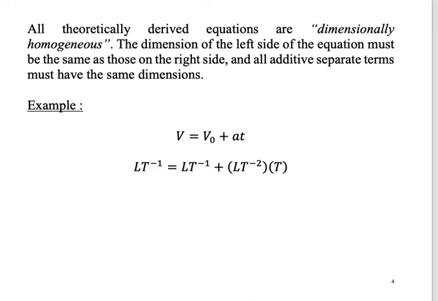All theoretically derived equations are dimensionally homogeneous. So the dimension of the left side of the equation must be the same as that on the right side, and all additive separate terms must have the same dimension. This is very common. If you have an equation, please make sure that the unit on the left hand side is equal to the unit on the right hand side.